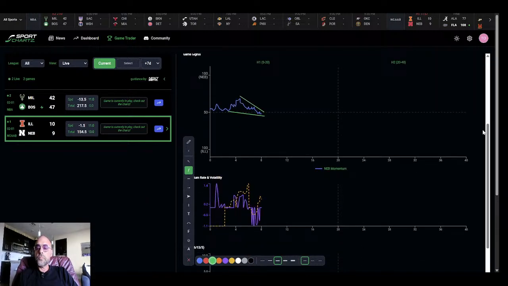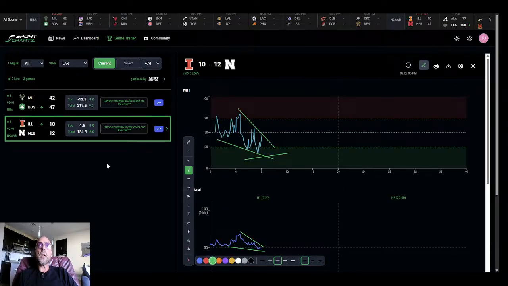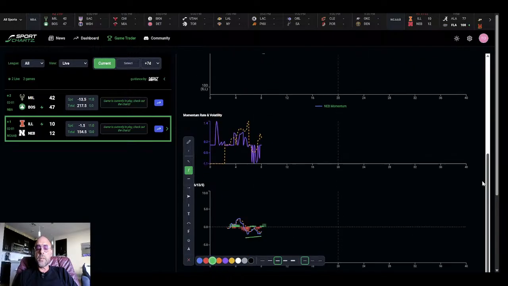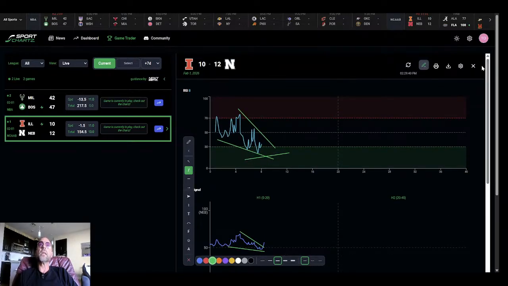Still no wedge. Let's see what happens. 10-12. Nebraska has a little pump there. Oh, there's the breakout there. RSI adjusted a little bit. Let's just keep that there. You see the breakout there in the game signal? That's typical, right? And the MACD has the positive divergence. So I said Nebraska was going to go on a run, and looks like they made a little bit of a run. Let's see if they can keep the momentum up.